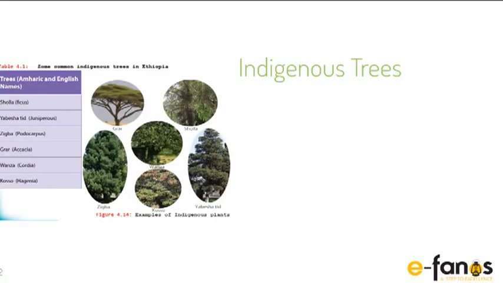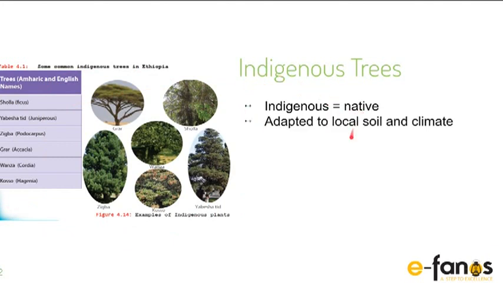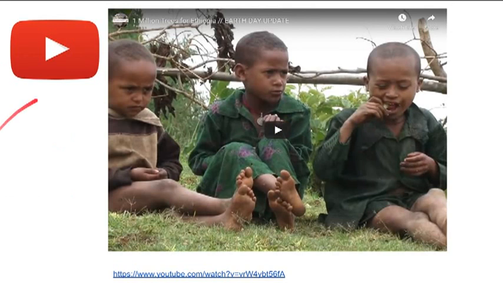Okay, here's an image of a few indigenous plants and trees of Ethiopia, and indigenous just means that they are native and they are not introduced. They are adapted to the local soil and climate, and in this video it will go into 1 million trees for Ethiopia and about how indigenous trees have been planted in a conservation effort to improve the ecology of Ethiopia.